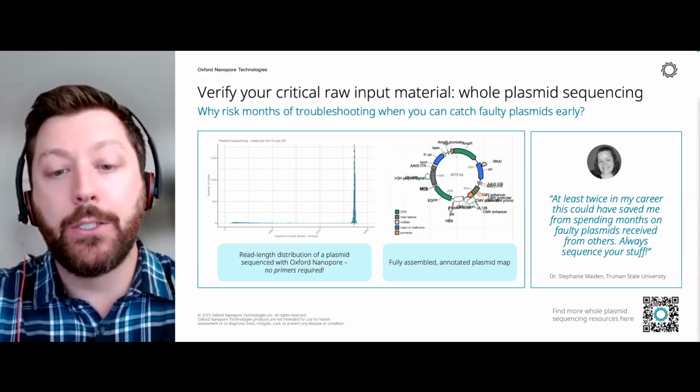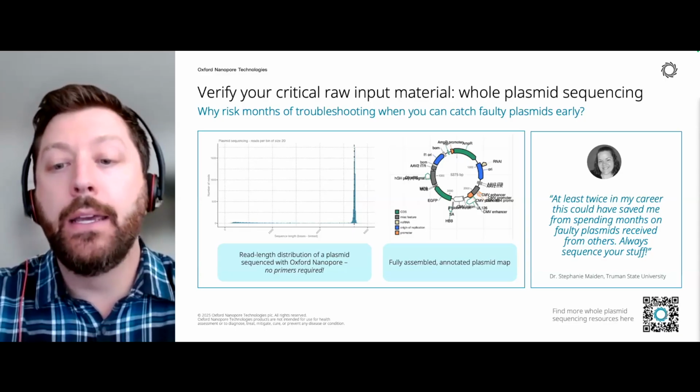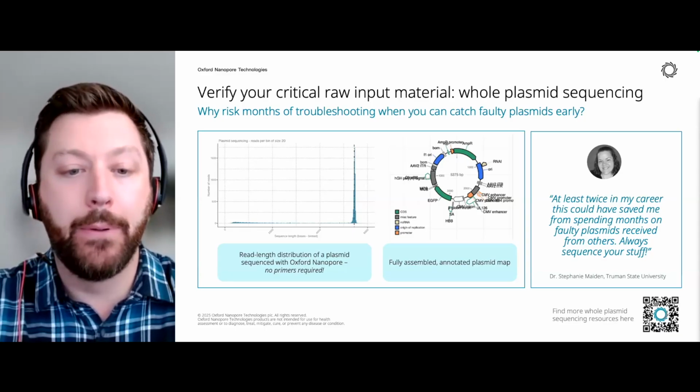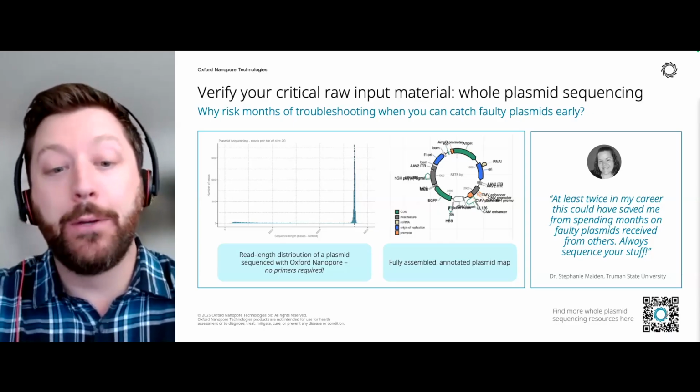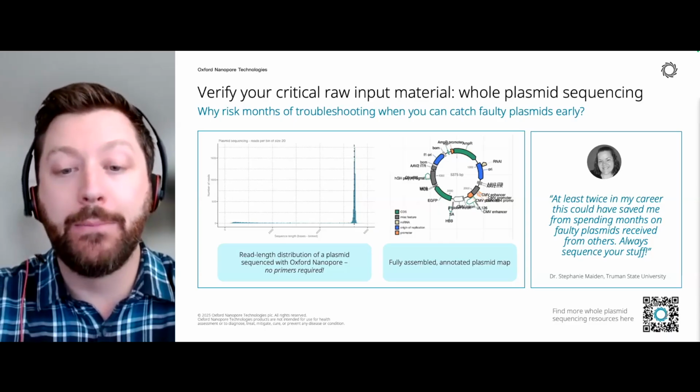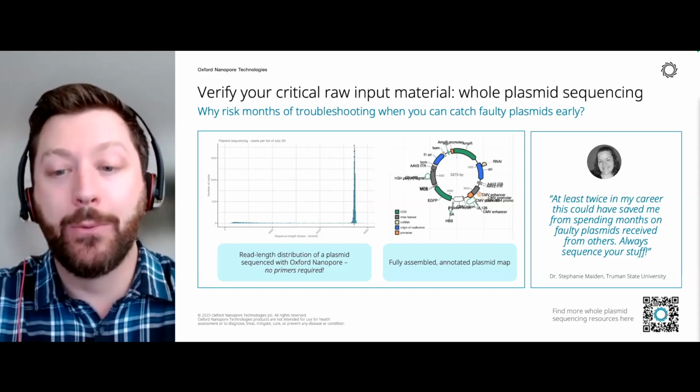The data shown here demonstrates complete coverage and assembly into a single annotated plasmid map. As users like Dr. Stephanie Maiden nicely put it, "At least twice in my career, this could have saved me from spending months on faulty plasmids received from others. Always sequence your stuff."